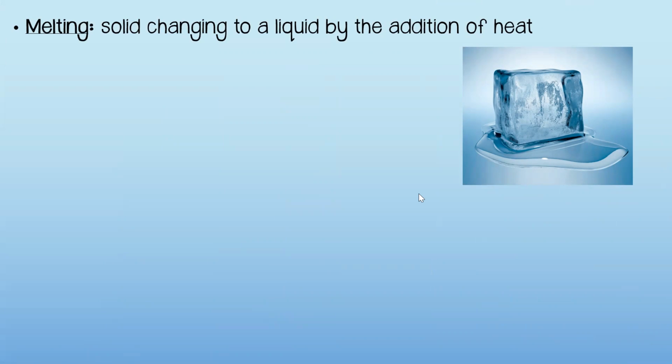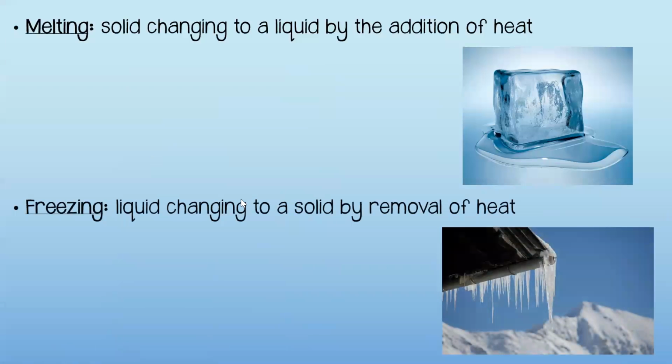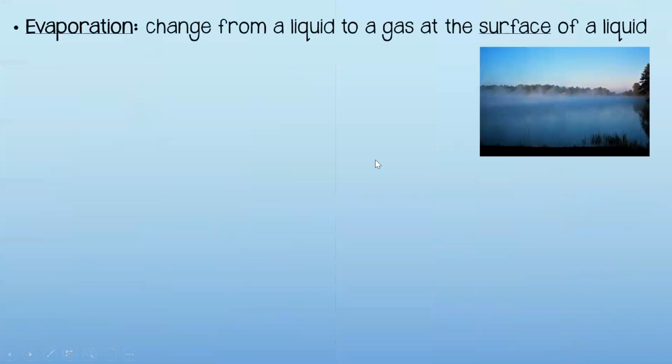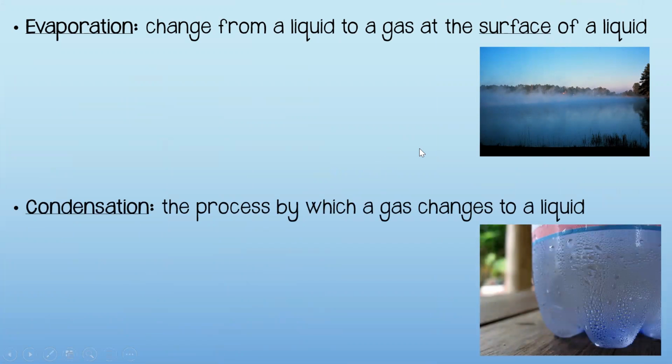Melting is a solid changing to a liquid by the addition of heat. And the opposite, freezing, is a liquid changing to a solid by the removal of heat. Evaporation is the change from a liquid to a gas at the surface of a liquid. That's important. And condensation is the process by which a gas changes to a liquid.